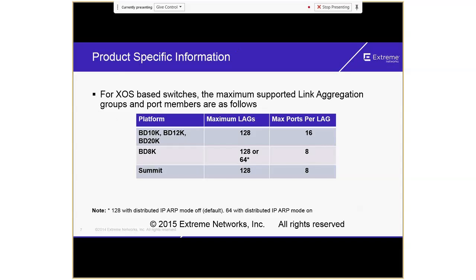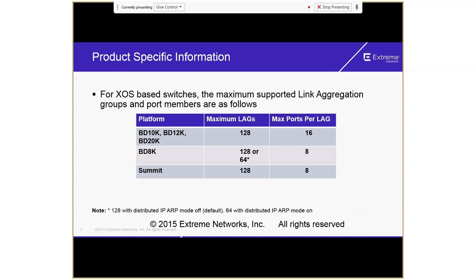So these are the maximum lags that are supported on Extreme switches. BD 10K, 12K, and 20K support a maximum of 128 lags. And as I mentioned previously, the maximum ports per lag is 16, although you can configure 16 ports, only 8 will be active at a time.